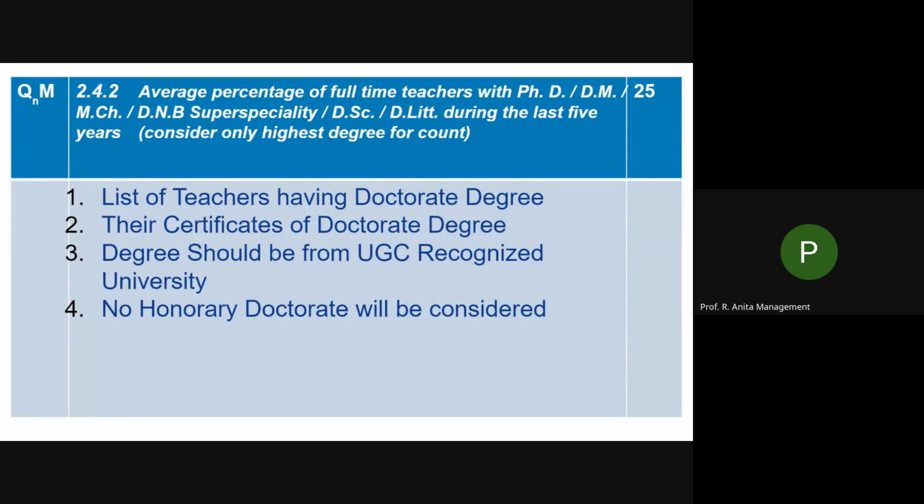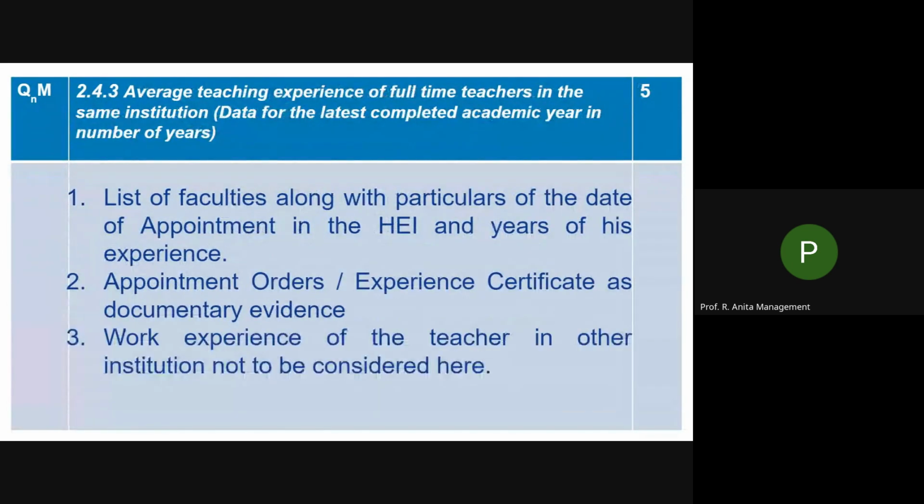Coming to 2.4.2, the average percentage of full-time teachers with PhD. In the last list of teachers having a doctorate degree, these degrees should be from a UGC recognized university only. No honorary doctorate will be considered, and you should have the certificates of the doctorate degree as documentation, a Xerox copy of that which has been authenticated, right? So this documentation should be there to show that they are full-time teachers with PhD.